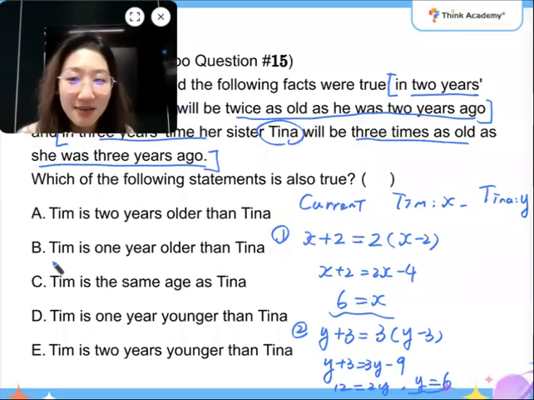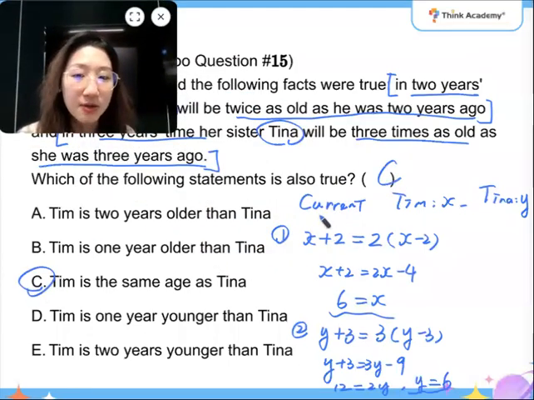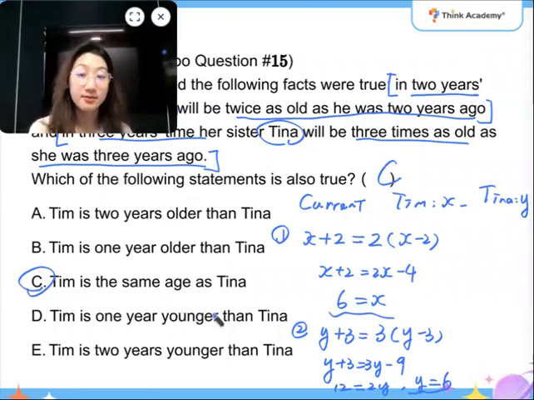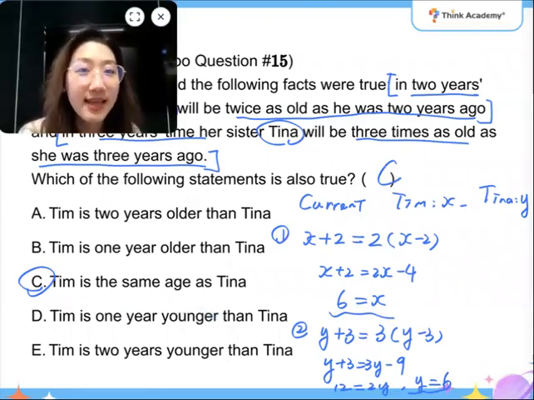So for this question, you just need to vote for C, where it says Tim is the same age as Tina. Right, so that's all 5 questions.